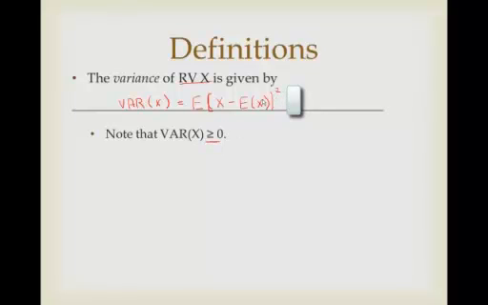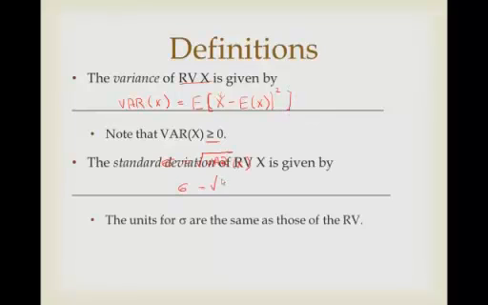We squared it, so that gives us this term that's not in the same sort of units as x itself. So to get it back in the same units as x itself, we use the standard deviation, which is simply defined as the square root of the variance. And the units of this standard deviation are the same as those of the random variable.